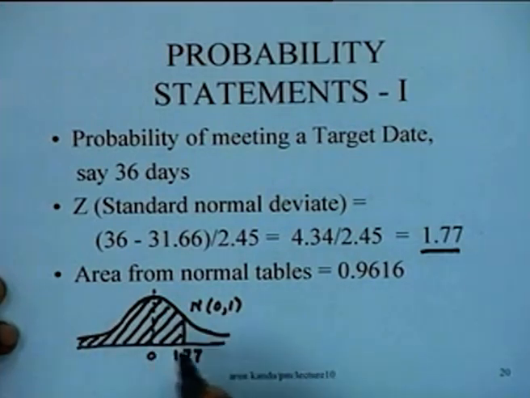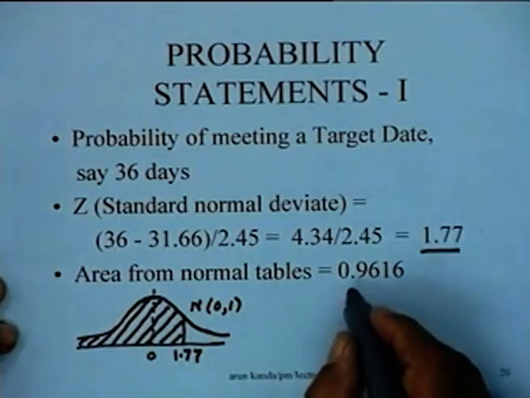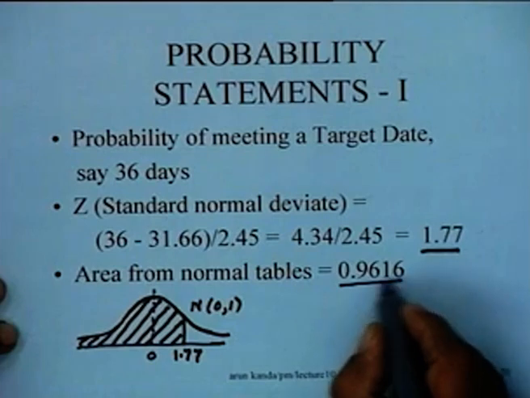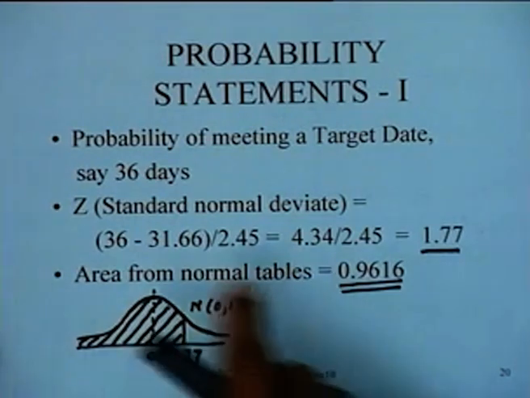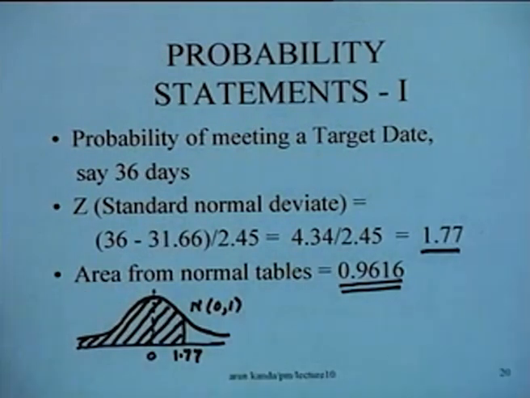On a standard normal variable, we are interested in this area, and this area from the tables works out to 0.9616. So we can say that the chances of meeting the target date in this particular case, with the kinds of uncertainties that you have, is about 96%. And you can be fairly confident that you can meet the target date, and this would be the area for this particular problem.